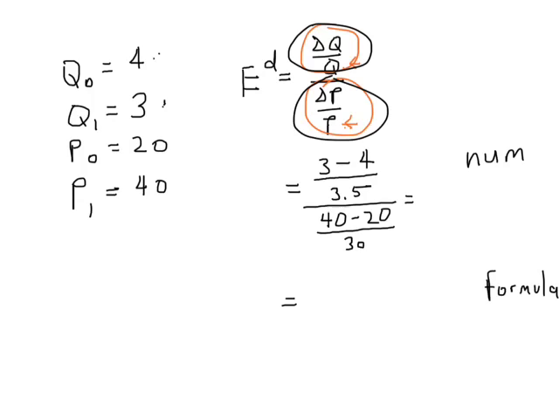When you plunk negative 1 divided by 3.5 into your calculator, you get negative 0.286. And when you plunk 20 divided by 30, you get 2/3, which is, of course, positive 0.667. And then when you take that ratio, you get negative 0.429. I've got this written neatly on the next page.